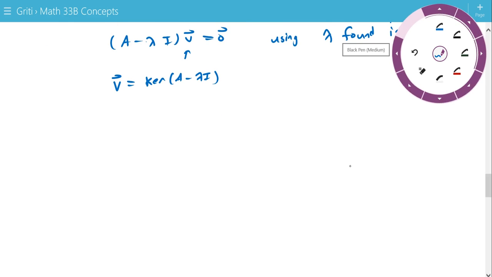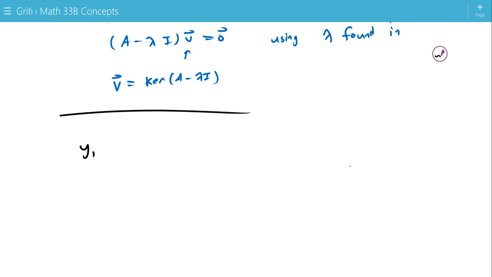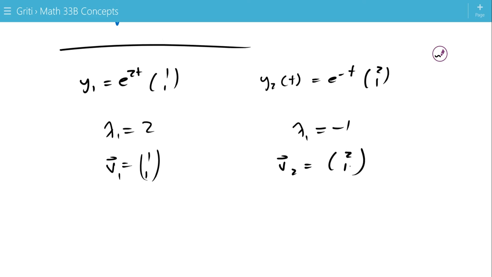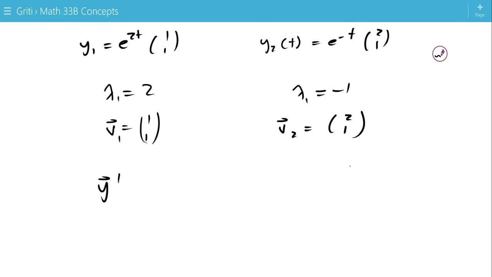So solutions are going to look like this. We might have y1 equals e to the 2t times (1, 1), and y2 equaling e to the negative t times (2, 1). In this case, our lambdas, our eigenvalues, were 2 and negative 1, and our eigenvectors were (1, 1) and (2, 1). So we'll call this lambda 1, lambda 2, and v1 and v2. So v2 is (2, 1). So this is what the solution was for y prime equals the matrix (-4, -3; 6, 5) times y.